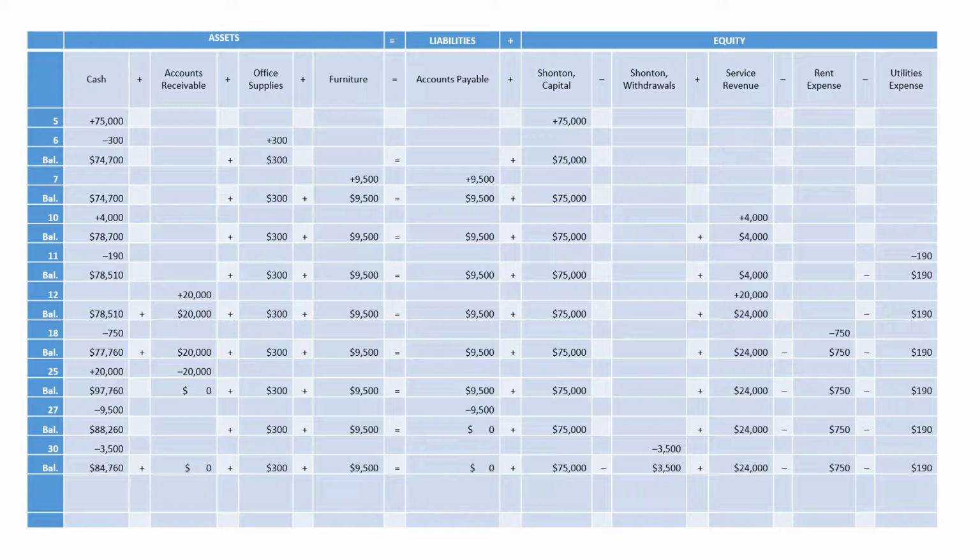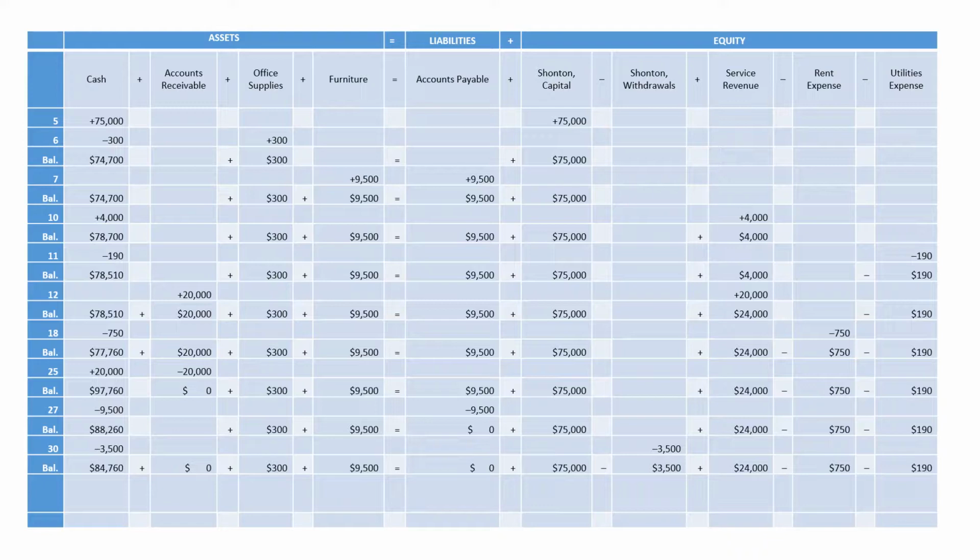Now we begin to keep track of a balance, because the first transaction, that was the balance. But now that we're adding more, we want to keep balances of each column as we proceed. So now the cash amount is at $74,700. It decreased. Office supplies are at $300, and Shonton capital's at $75,000. Asset side, $75,000 equals liability and equity side, $75,000.